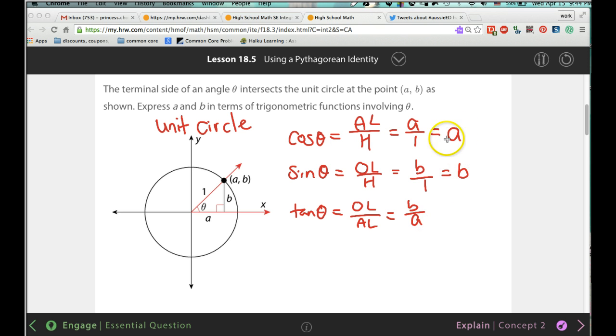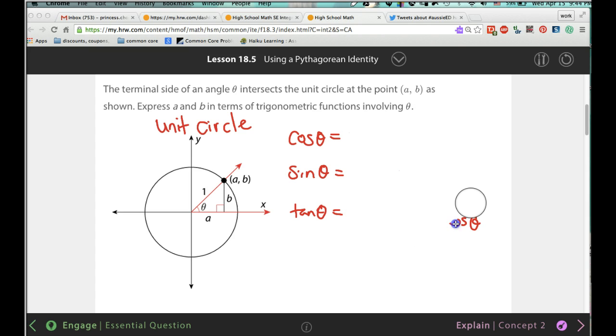But if you look up here, A is the same as cosine. So down here is cosine theta. And if you look up here, B is the same as sine theta. Okay, so I pretty much told you that you don't have to really worry about anything else, right? All of this was just me explaining it to you. All you have to know is the very last part, which is cosine is what? That is A, sine is B, and tangent is sine theta over cosine theta.